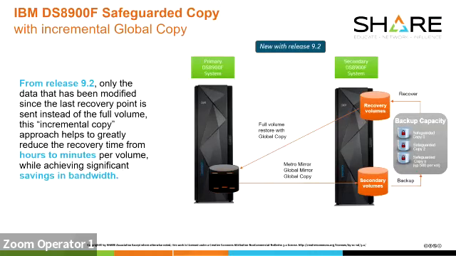Sure. And what we have seen is configurations where it's Metro Mirror, and in the Metro Mirror pair, they do have safeguarded copy on both the primary and the secondary, so that this way when they do HyperSwap, they have more flexibility to be able to recover.